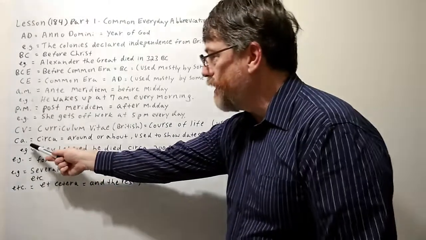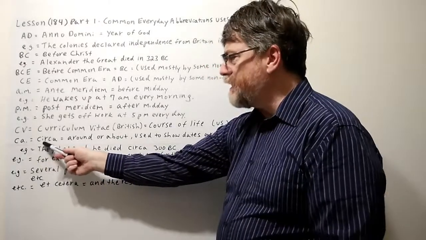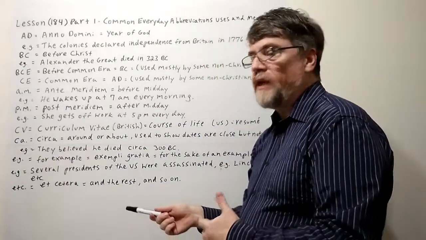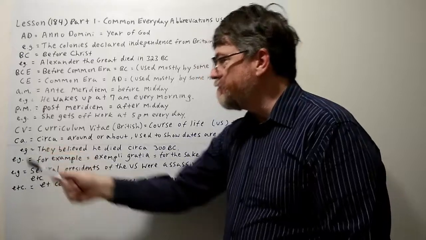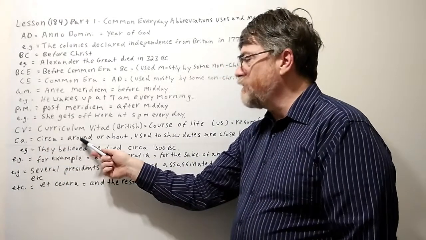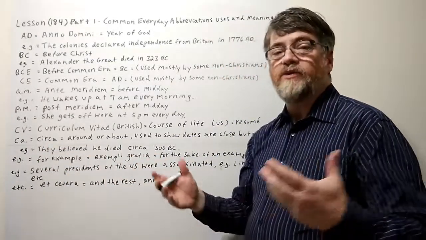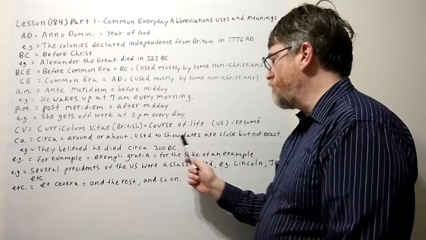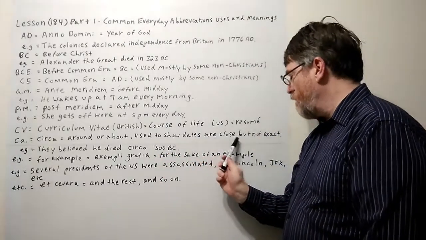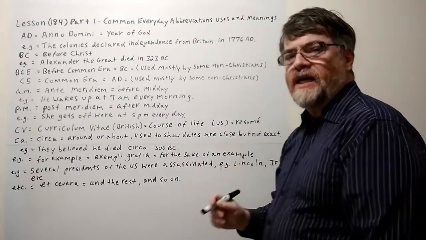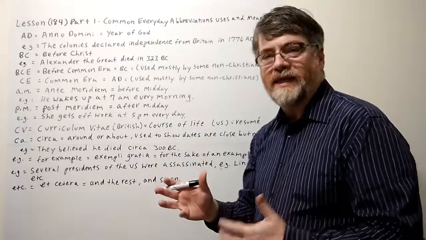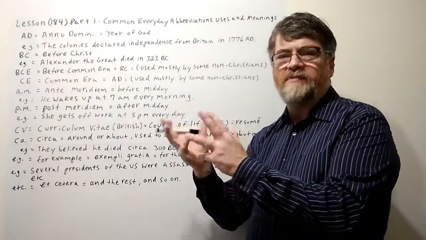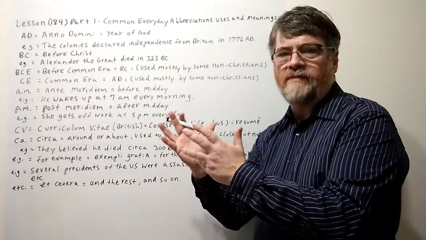CA is the next one here. A lot of times you see CA actually written as circa, but you might see the abbreviation sometime. It means around or about, and it's mostly used with dates. So used to show dates are close but not exact. Yeah, so they don't really know the exact date, but they're kind of guessing, and it's their best guess of around the time it is.